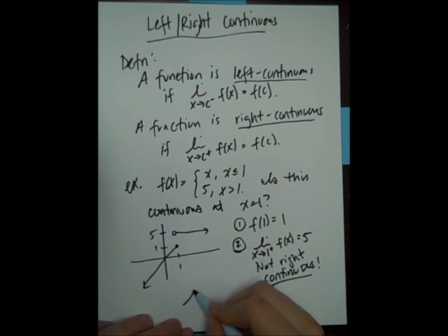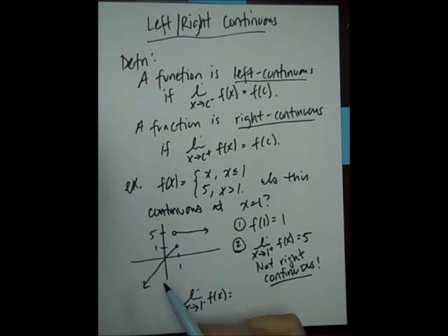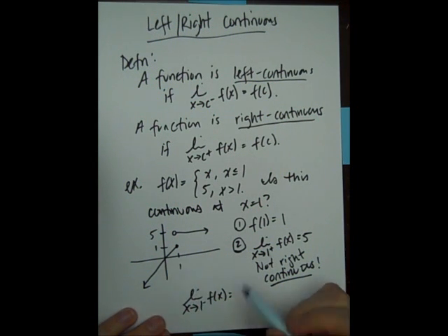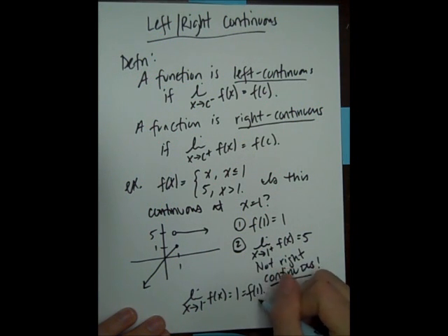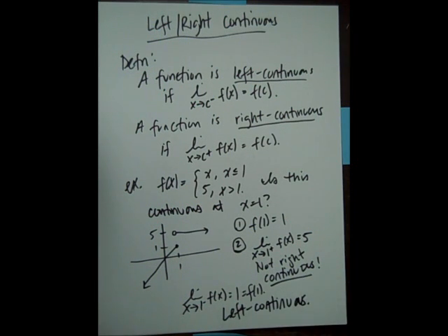Now let's look at it from the left. As I approach 1 from the left, what's happening to my y values? They're going to 1, which is equal to f of 1. So we say this is left continuous. It's not continuous because these two values were different. Go back to your definition of being continuous. But it is left continuous because the limit from the left was equal to my function value.